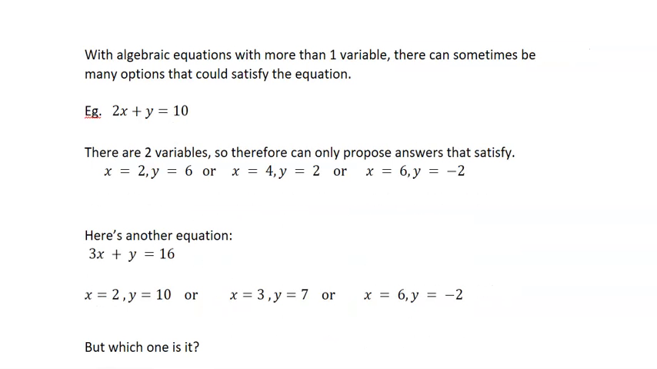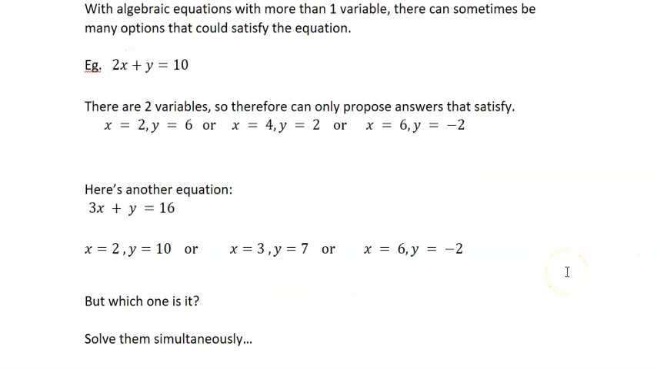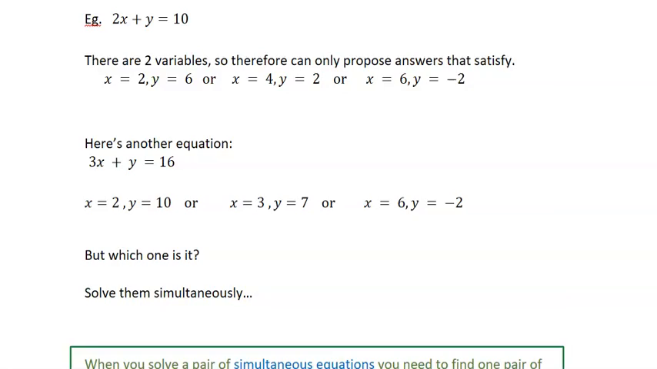Here's another one. You've got 3x plus y equals 16 and a lot of options, by no means the whole list of options. So which one is it? Which one is it for this answer and the one above? To do that, you solve them simultaneously.